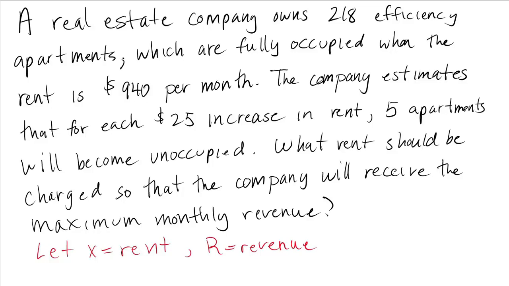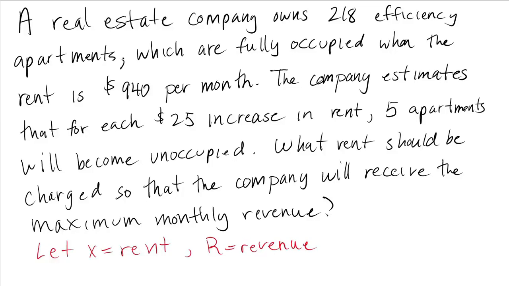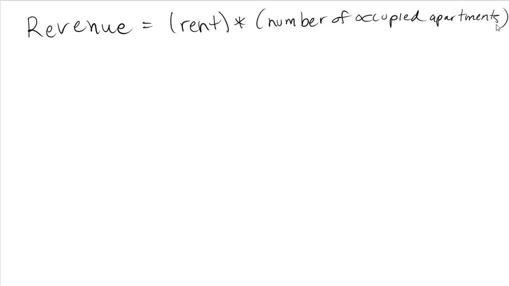Let's start with a word equation reminder here. The revenue that you generate is the amount of money that you bring in. You don't worry about any costs. The amount of money that this real estate company brings in on these efficiency apartments is the rent that they charge per month times the number of occupied apartments. They only get paid on the apartments that they rent out, the ones that are occupied. So we're going to multiply the number of occupied apartments by the amount of rent that those people pay.